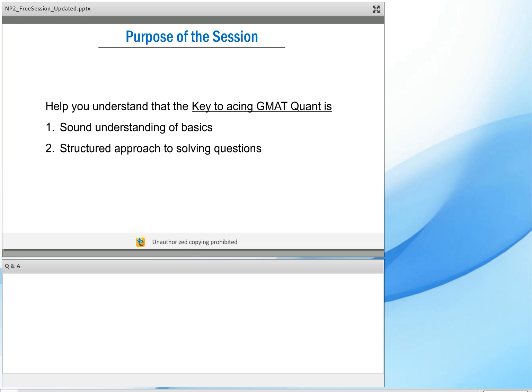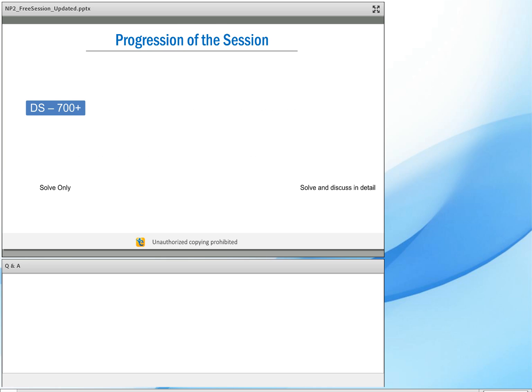So, what's the goal of this session? In this session, we're going to help you understand what is important when it comes to acing GMAT Quant, what's important when it comes to getting to that Q50, Q51 score. And yes, you need a sound understanding of the basics, but we're also going to make you realize the structured approach that you need to solve questions. In terms of the progression of the session, we're going to solve three data sufficiency questions, which are 700 level.